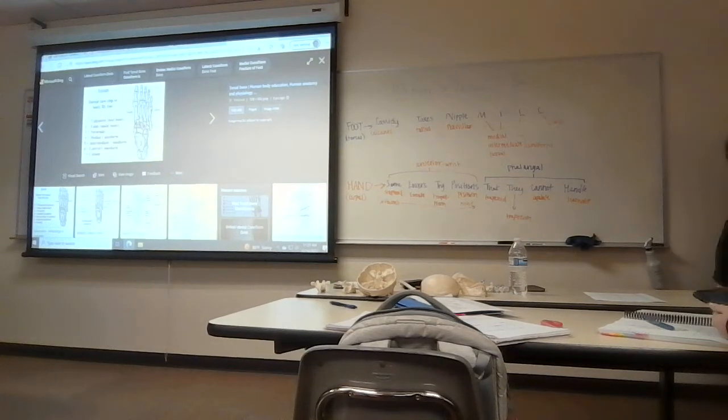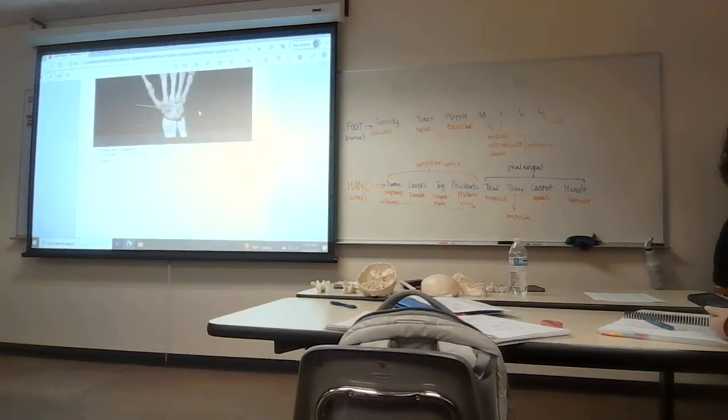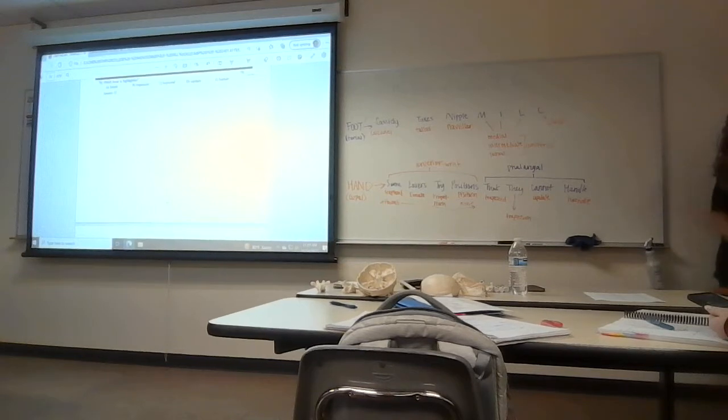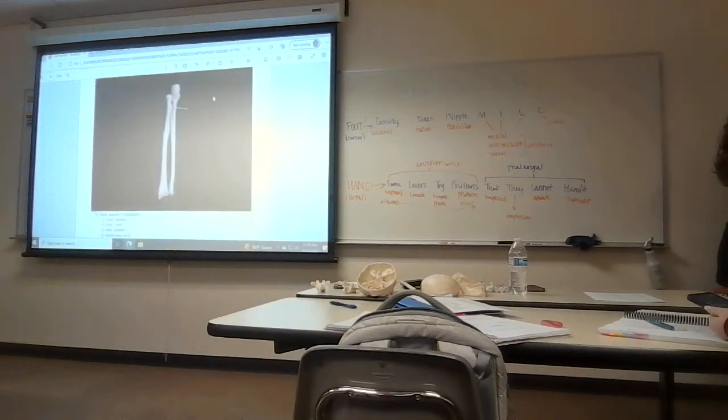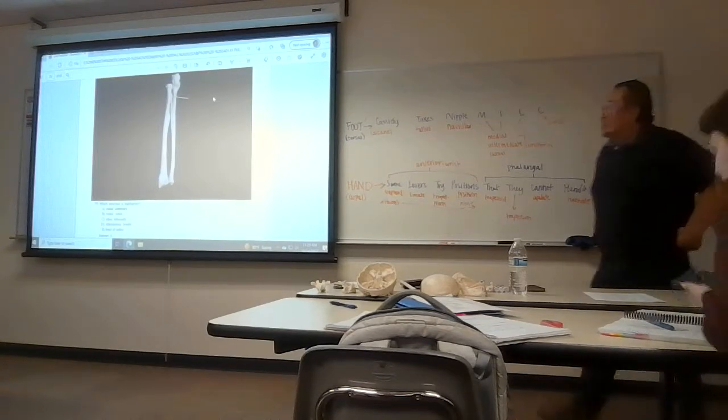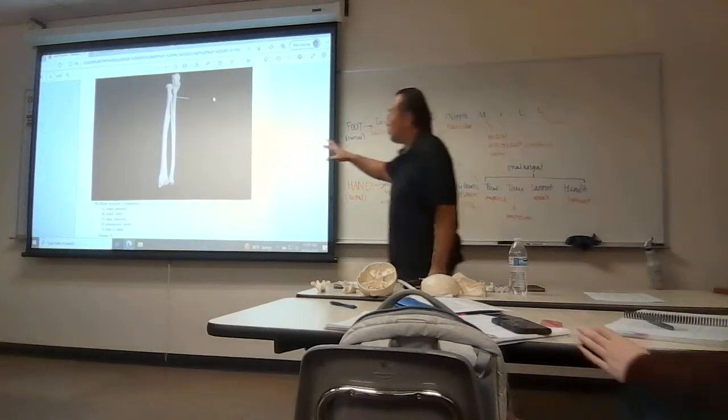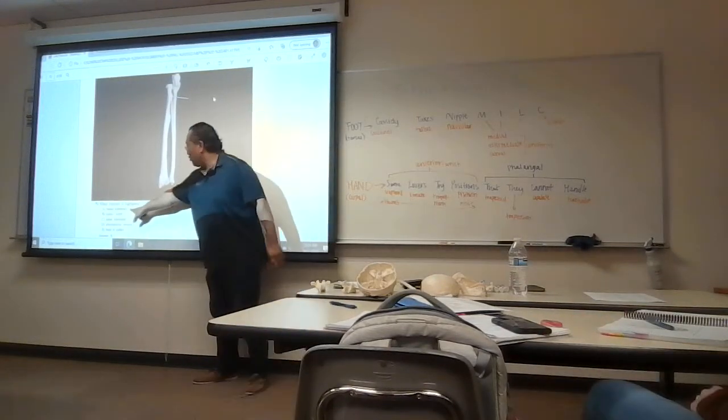Okay guys, let's go to the next one. So we got all the hands, we got the wrist, we got the foot. We're almost done. What is that? Oh, tubercle? It's a tubercle, but they just call it radial tuberosity.